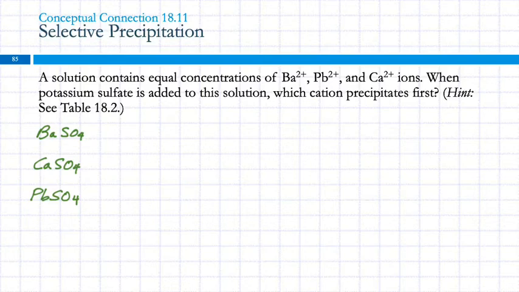Well, there's lead sulfate. I found that one first. 1.82 times 10 to the minus 8. Calcium sulfate, 7.1 times 10 to the minus 5. And barium sulfate, 1.07 times 10 to the minus 10.